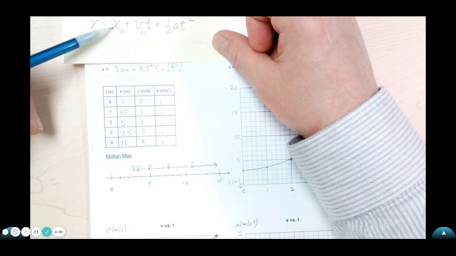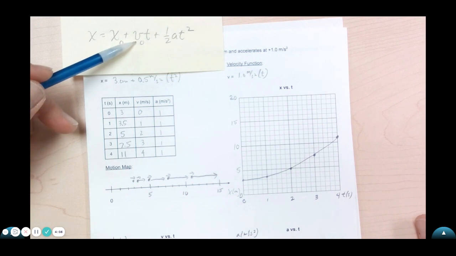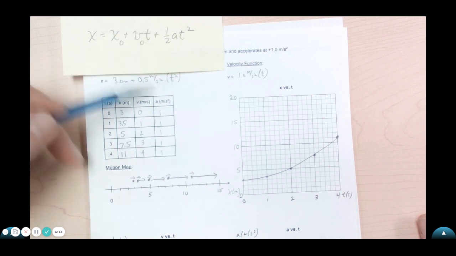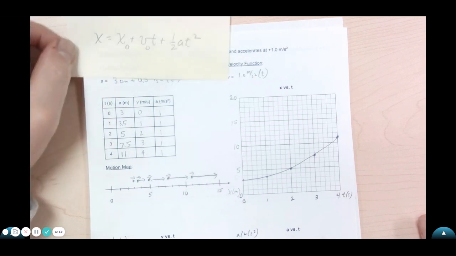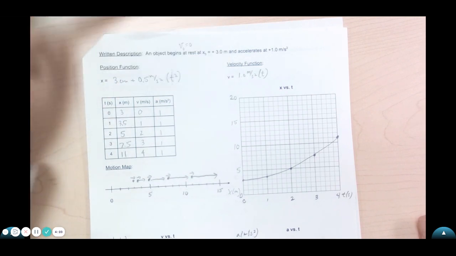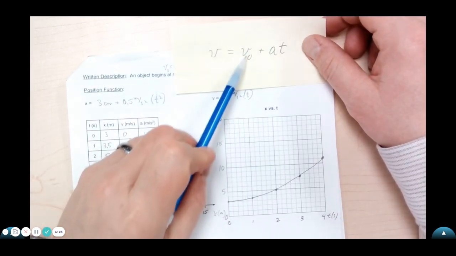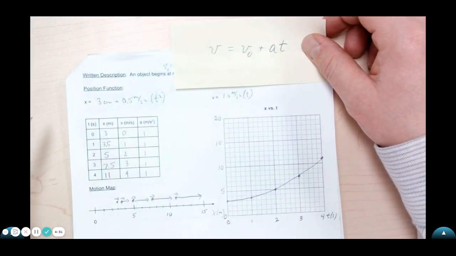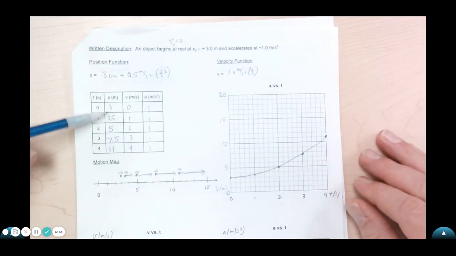So looking at the position function here, the first term stays. There is an initial position. The second term, there was no initial velocity, so that part canceled. The third term, half of the acceleration would be 0.5 meters per second squared times t squared. So this is what you're left with for a position function. As far as velocity goes, there was no initial velocity, only the acceleration times the time. First term canceled. So if you use those two equations to fill out the table, here's what you get.